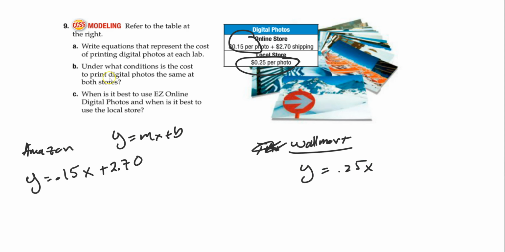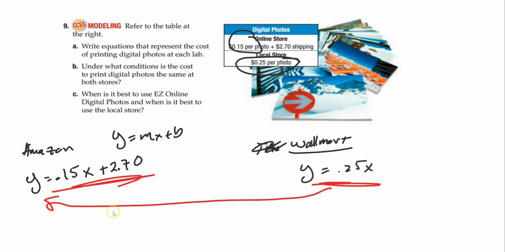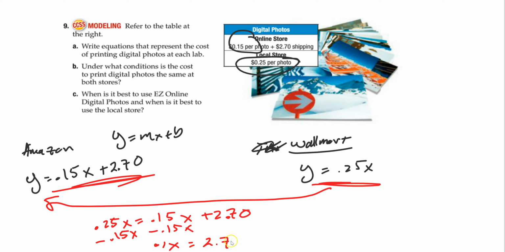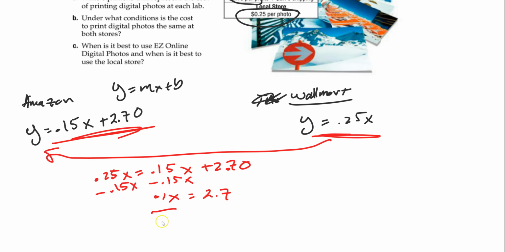Under what conditions is the cost of digital prints the same at both stores? So this one, it doesn't want me to graph. It just says, hey, when they're the same. So that's when they're going to equal each other. So just set them equal to each other, right? Substitution, plug this in for the y over there. So 0.25x equals 0.15x plus 2.70. Minus 0.15x, I get 0.1x equals 2.7. Divided by 0.1, it just moves the decimal over and you get 27. So when you buy about 27 photos, it doesn't matter where you get it from.